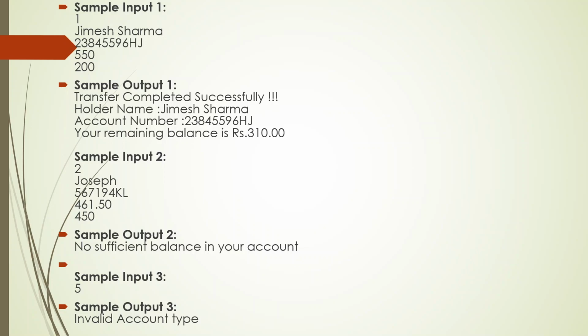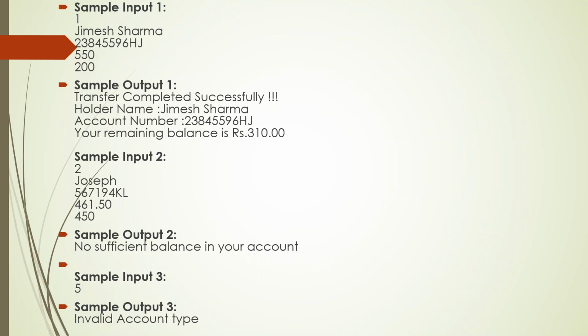Then if we want to transfer the money from one account to another account, 20% of 200 is 40 rupees. So 550 minus 200 is 350, then 350 minus 40 as the service charge is 310. So the transfer is completed successfully. Holder name Jimmy Sharma, account number 23845596HA. The remaining balance is 310.